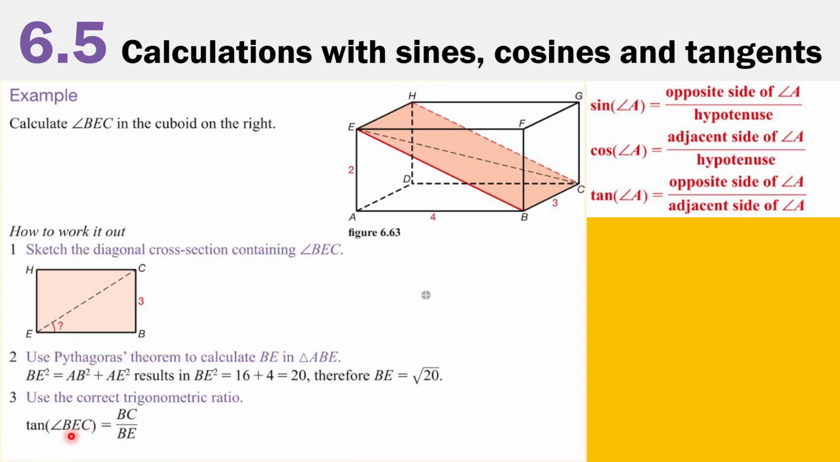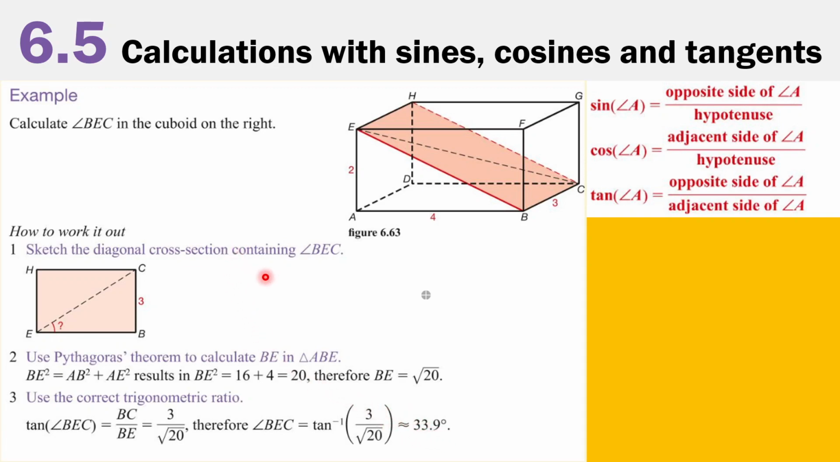So the tangent of angle BEC is BC divided by BE, or you can say 3 divided by root 20. I don't want to know the tangent of that angle, I want to know that angle itself. So here, take the inverse tangent on both sides. Here, inverse tangent and tangent disappear, so I find angle BEC is the inverse tangent of 3 divided by root 20, which is approximately 33.9 degrees.